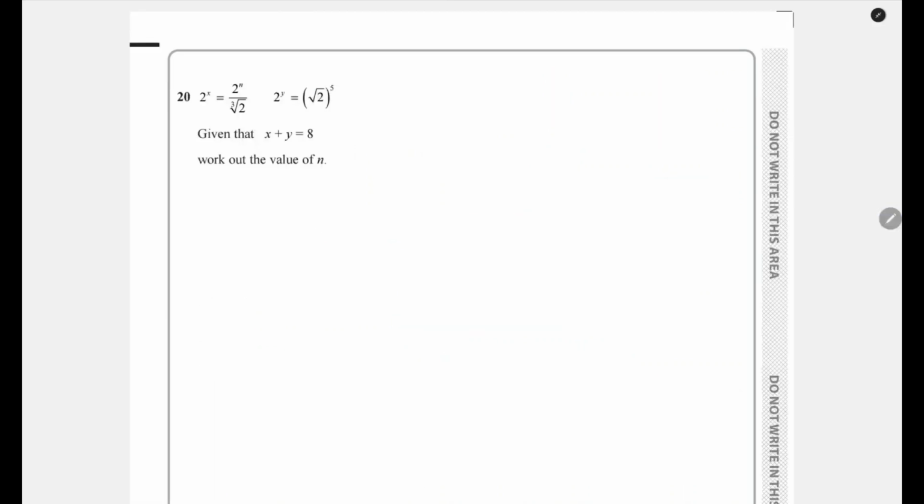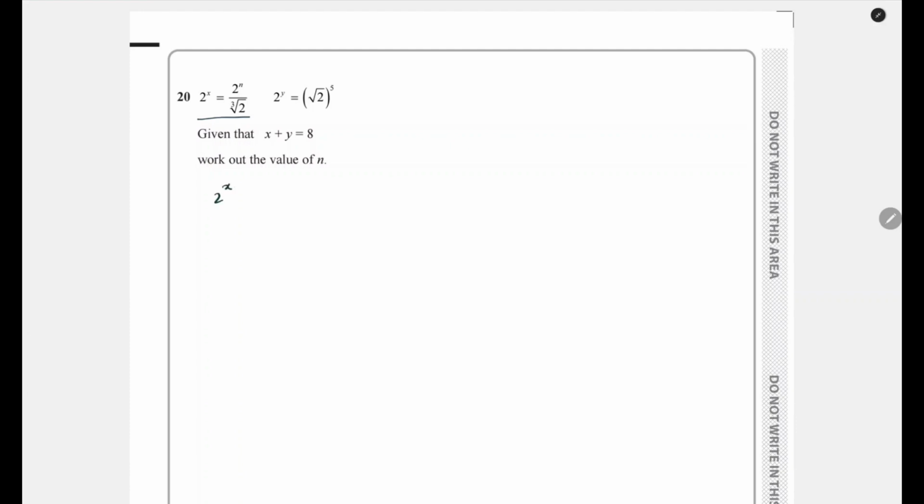Question 20 tells us that 2 to the power of x is equal to 2 to the power of n divided by the cube root of 2, and that 2 to the power of y is equal to the square root of 2 to the power of 5. Given that x plus y is equal to 8, work out the value of n. Let's deal with this first equation here.